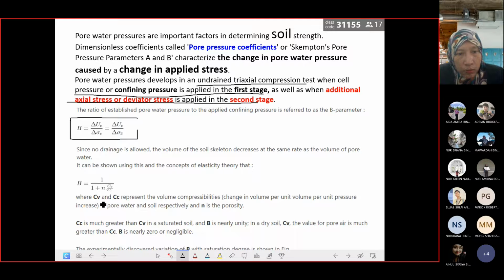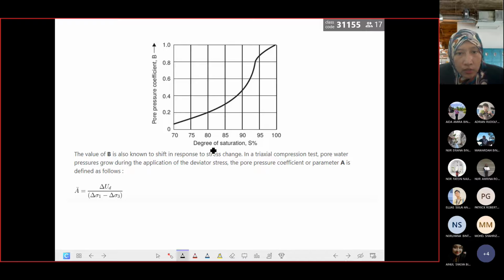CV is the coefficient of volume compressibility, CC is the compression index. Mana kita dapat CV dan CC bila you kenakan samples for saturated in consolidations. Contohnya you buat one dimensional consolidation test, you want to have the CV and CC, so the B can be found from here. So kalau kita nak relate balik dengan consolidations, it's back to the degree of saturations. So the degree of saturation will tell you the coefficient of B. So the B also tells you, for example here, kalau kata fully saturated meaning that the degree of saturation is 100, so automatically the B is equal to 1.